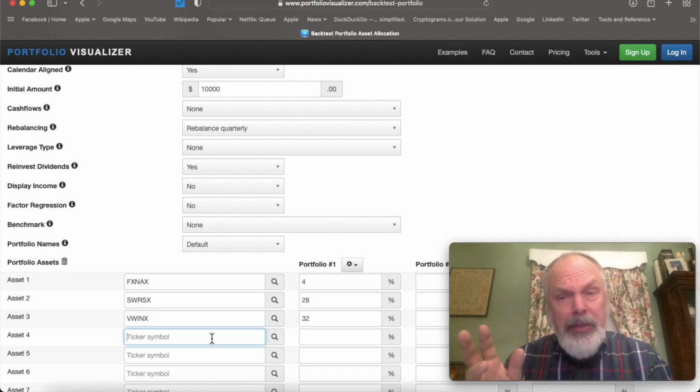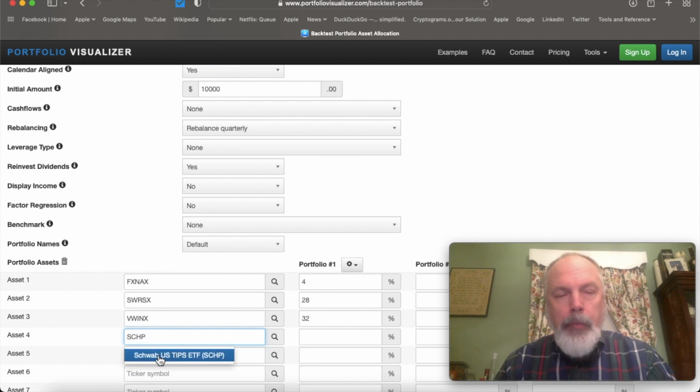Now my I-bonds and my TIPS fund and my 401k don't actually have a ticker symbol. So I'm going to use a proxy, and again I'm going to use the ETF for the same as the SWRSX. I'm just going to put it in S, and that is the Schwab US TIPS ETF. And I'm going to use this as a proxy for those I-bonds and the TIPS fund.